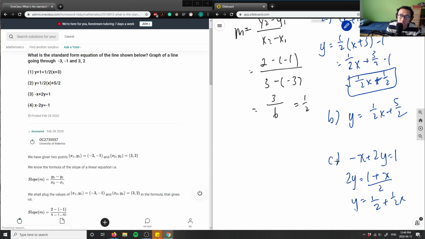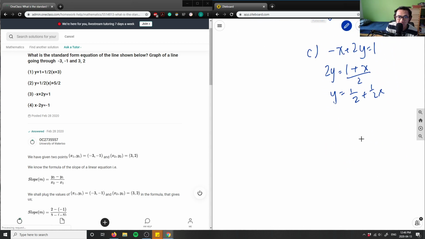Because I got the same solution here. Anyways, okay, that's kind of weird. And then let's look at D. Is it x minus 2y equals negative 1?